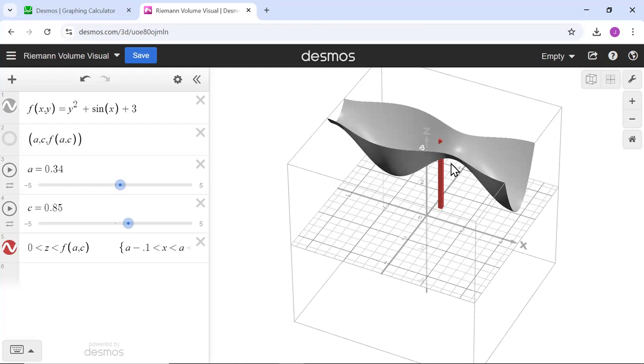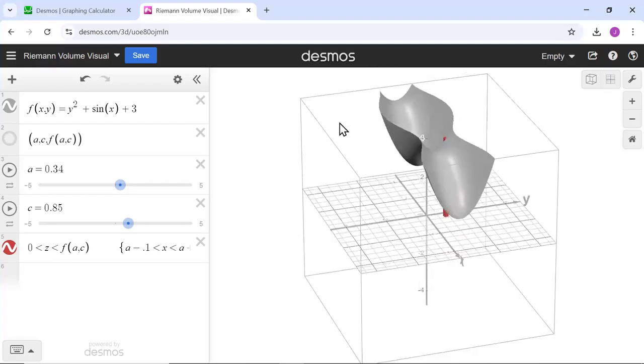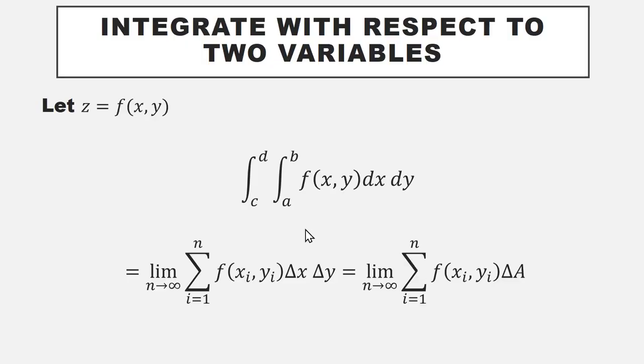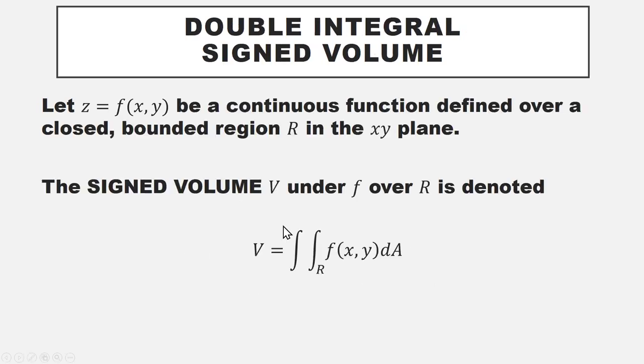So hopefully that makes sense that this double integral gives you volume, and the reason it gives you volume is because we're adding up a bunch of little rectangular bars. So there it is, double integral, adding a bunch of these gets me my limit, and the double integral of a function gives me the signed value under that function, but over the region in the XY plane.